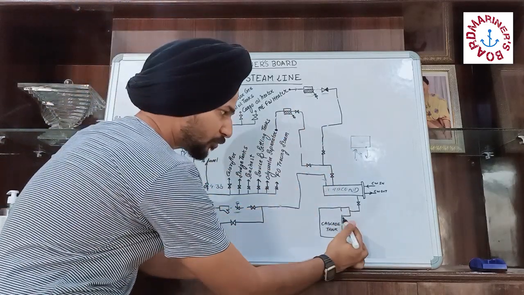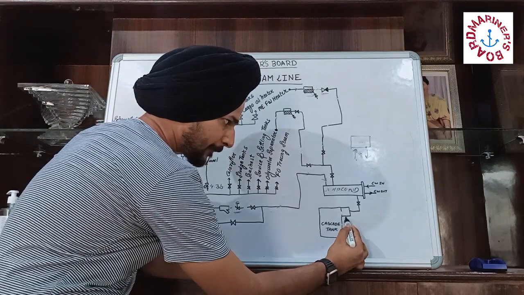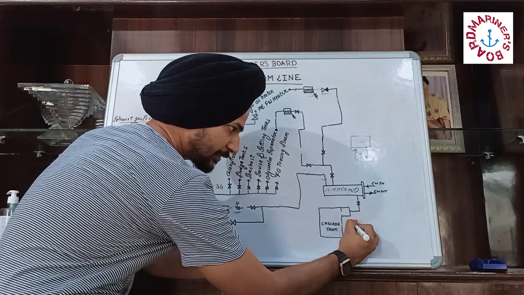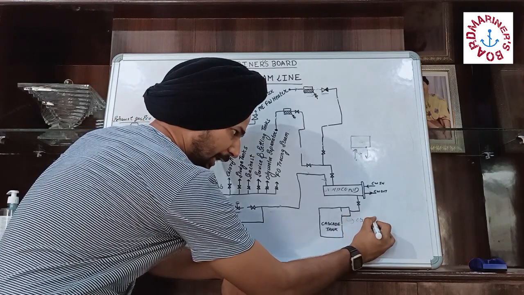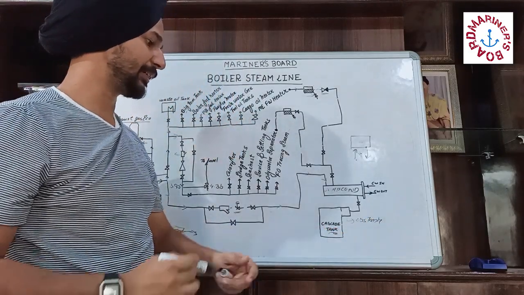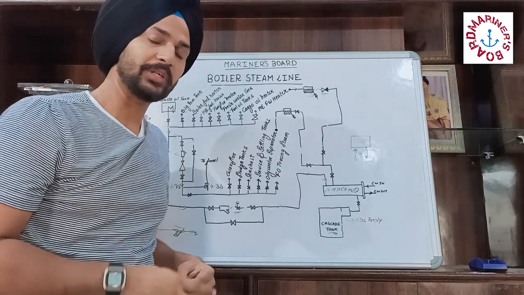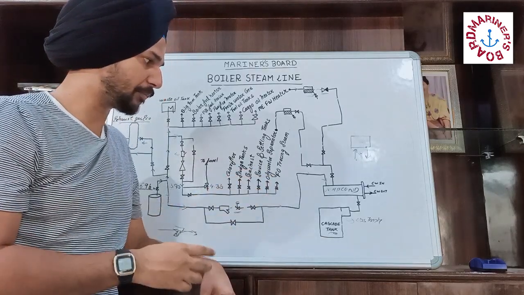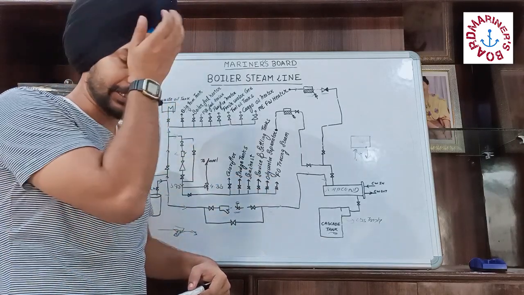From the outlet it is coming to the dump condenser. From the dump condenser, the water is going here to the observation tank. This is the observation tank, and from the observation tank to the cascade tank. This is the cascade tank. In our coming lectures, we are going to study the construction of the observation tank and cascade tank.